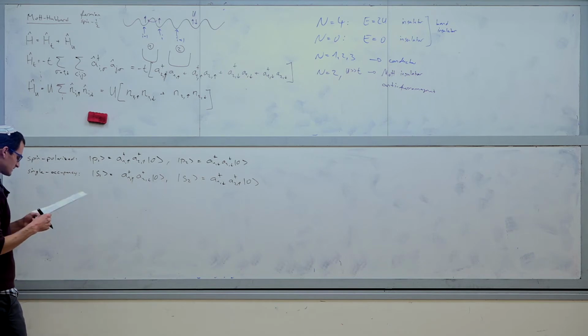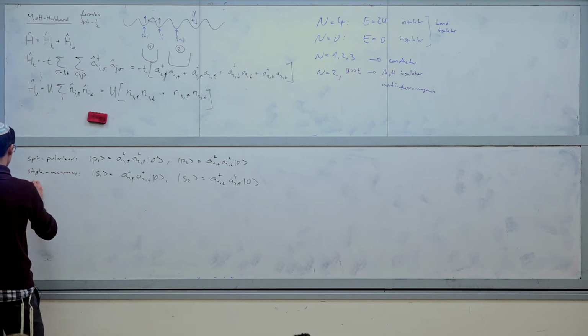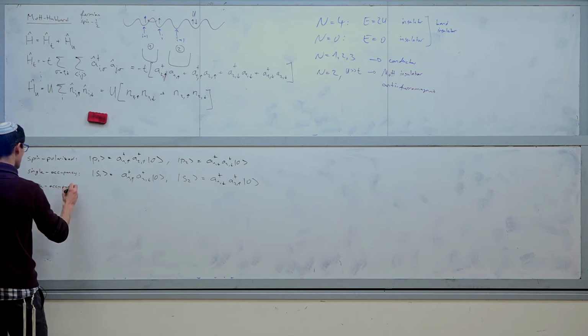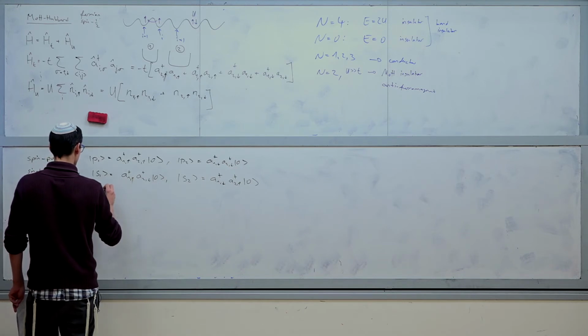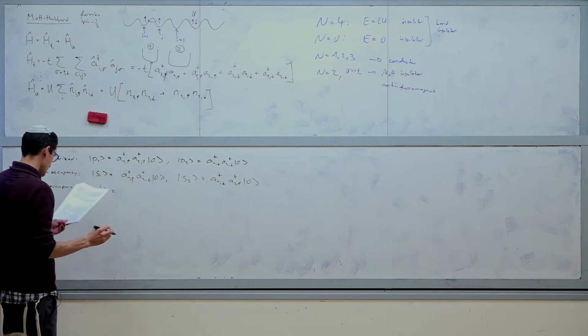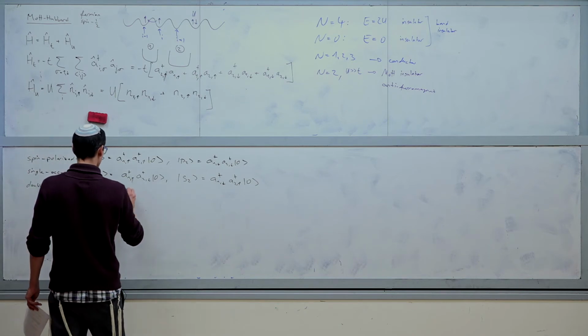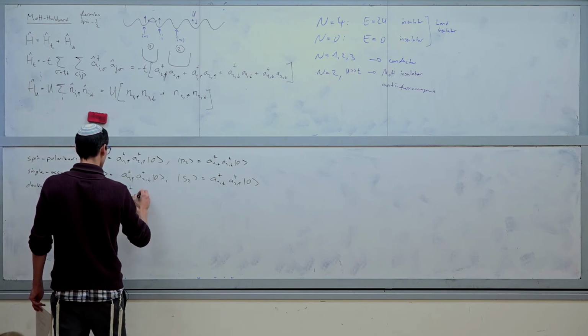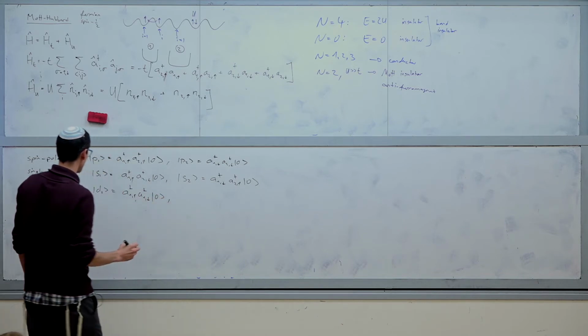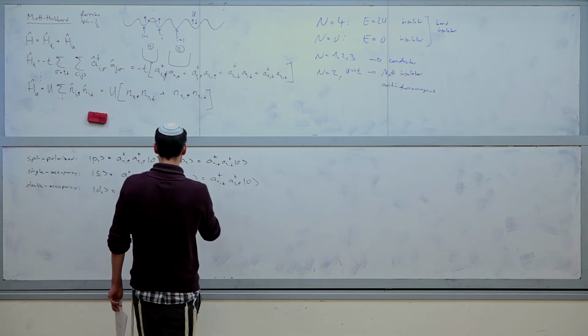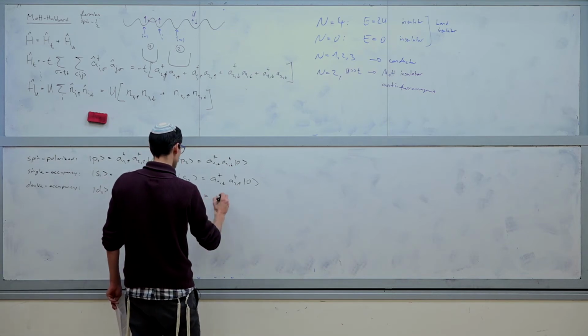And the third case is the double occupancy. We have two particles on the same site, but in this case I must create one in the up state and one in the down state. I can do this for either one of the sites, either site number 1 or site number 2.